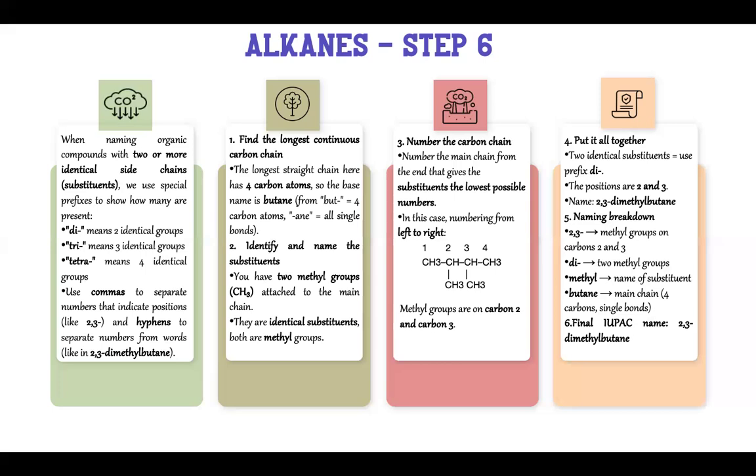Then you have to put together two identical substituents, which means using the prefix di. The positions are 2 and 3. You name it as 2,3-dimethylbutane. Then the naming breakdown: 2,3 means methyl groups on carbon 2 and 3, di refers to two methyl groups, methyl is the name of the substituent, and butane refers to the main chain, which has 4 carbons and single bonds. And the final IUPAC name is 2,3-dimethylbutane.